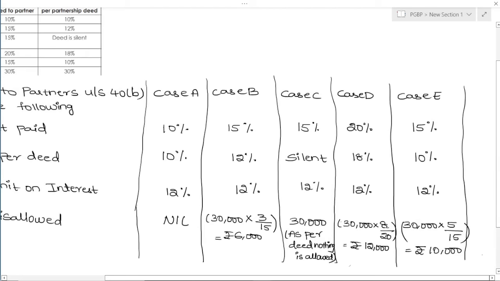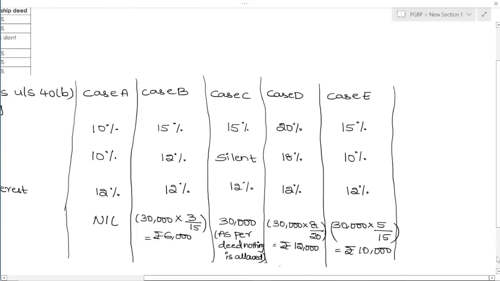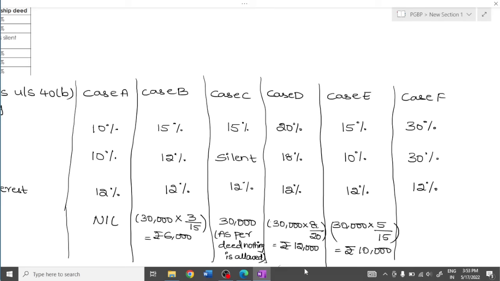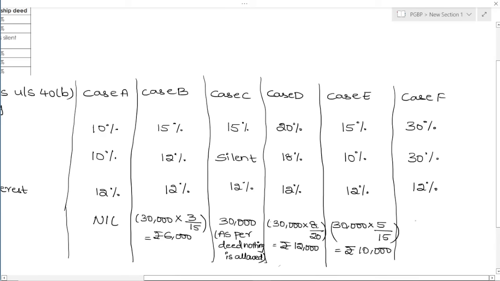Last case F we have to discuss now. Super fast we'll do. 30,000 is the interest. Let's write down in the columns. Actually paid 30%. 30% also as per deed. Again, statutory limit 12%. Clear? Yeah. 30, 30, 12. What is lower? Sir, 12% is lower. Okay. So, actually paid 30. 12 is allowed. So, what is disallowed? Sir, 30 minus 12, 18% disallowed.